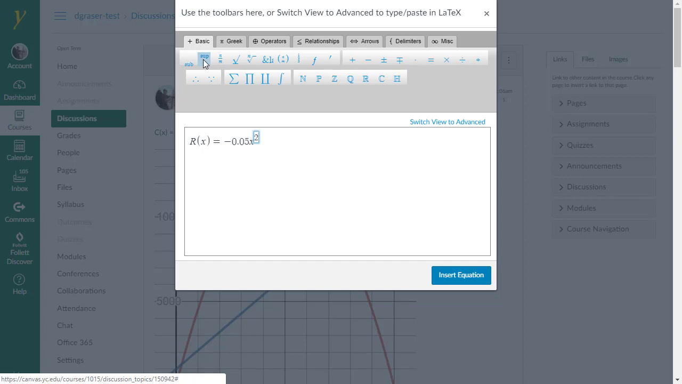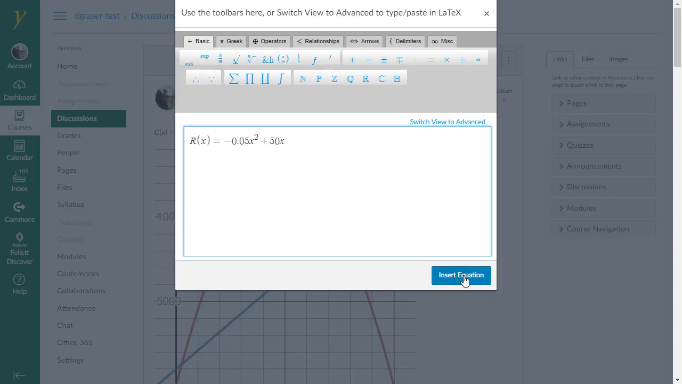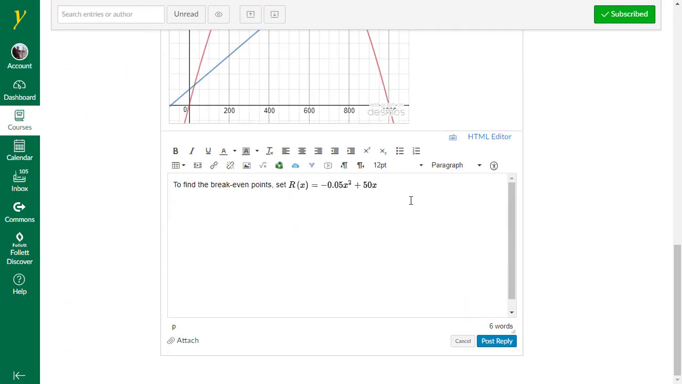So now I've got my power of 2 in there. If I continue typing, I'm going to be typing up inside of that power. So I'm going to go ahead and hit a right arrow to get out of that power, and now I'm going to type plus 50x. So now I have my formula. I tell it to insert, and it goes ahead and puts it into my post.